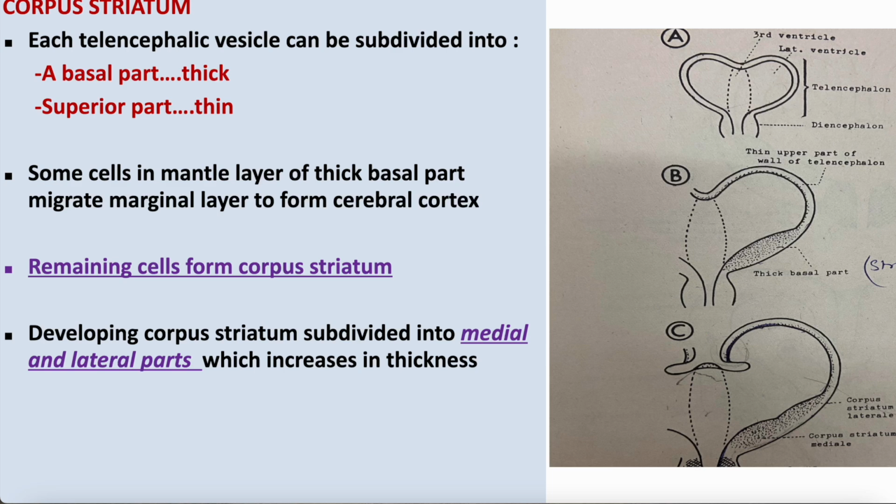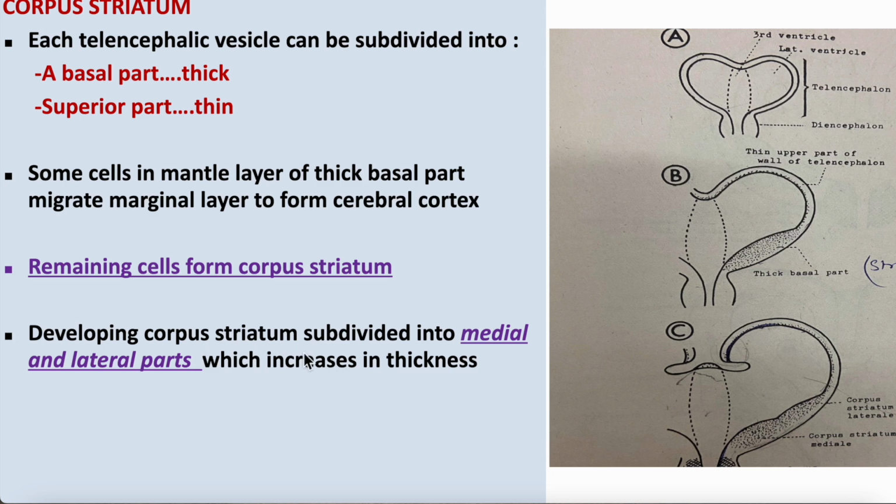Now coming to the corpus striatum, each telencephalic vesicle can be subdivided into a basal thick portion. So this is the telencephalic vesicle. This is a thick basal portion and a thin portion, which is the superior one. Some cells in the mantle layer of the thick basal part migrate to the marginal layer to form the cerebral cortex. The remaining cells form the corpus striatum.